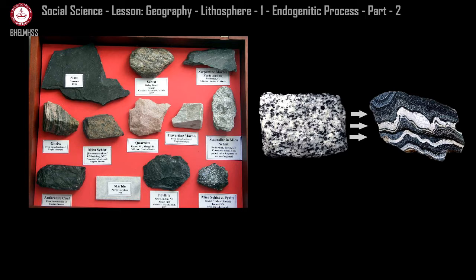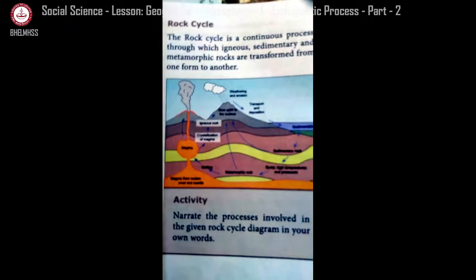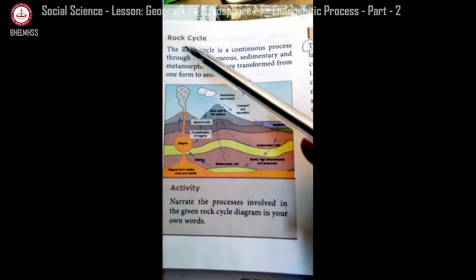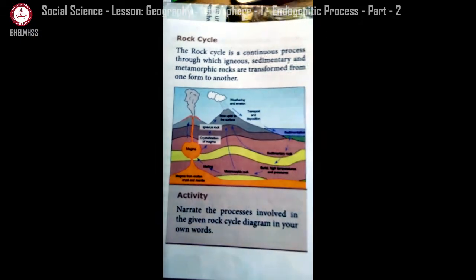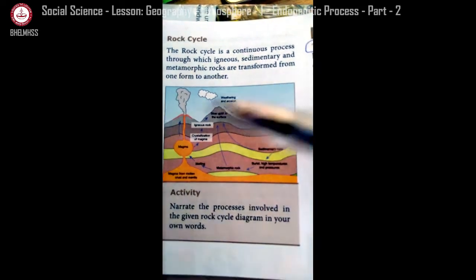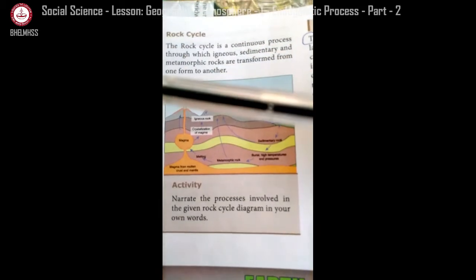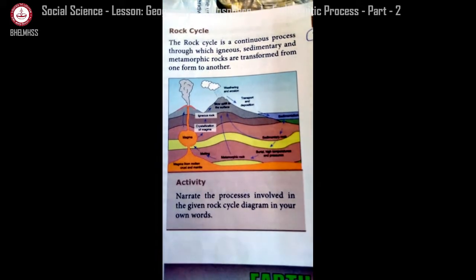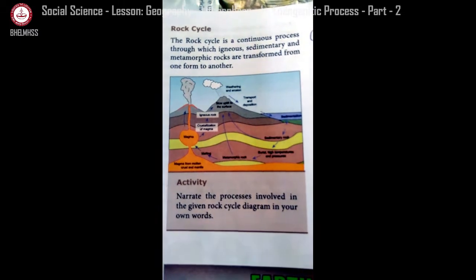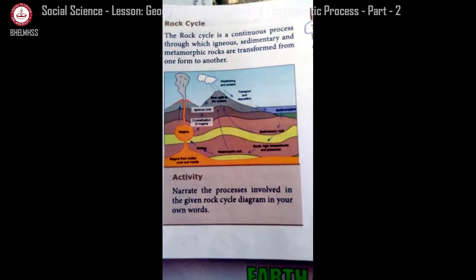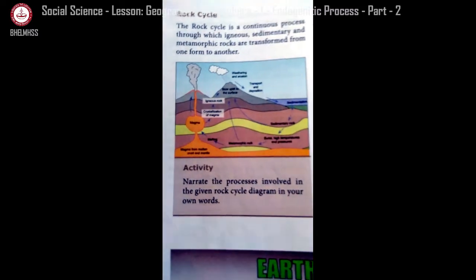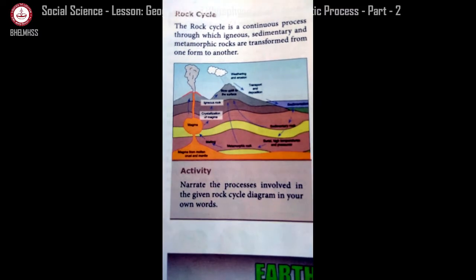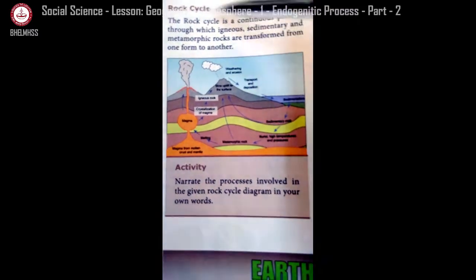I am sending you pictures of sedimentary rocks, metamorphic rocks, everything. And today we are going to learn about the rock cycle, just like the water cycle. The upper surface of the water gets evaporated due to solar energy, then it forms clouds through condensation, then precipitation, and it falls as rain and comes back to the rivers and water bodies. The same way, we have a rock cycle here.